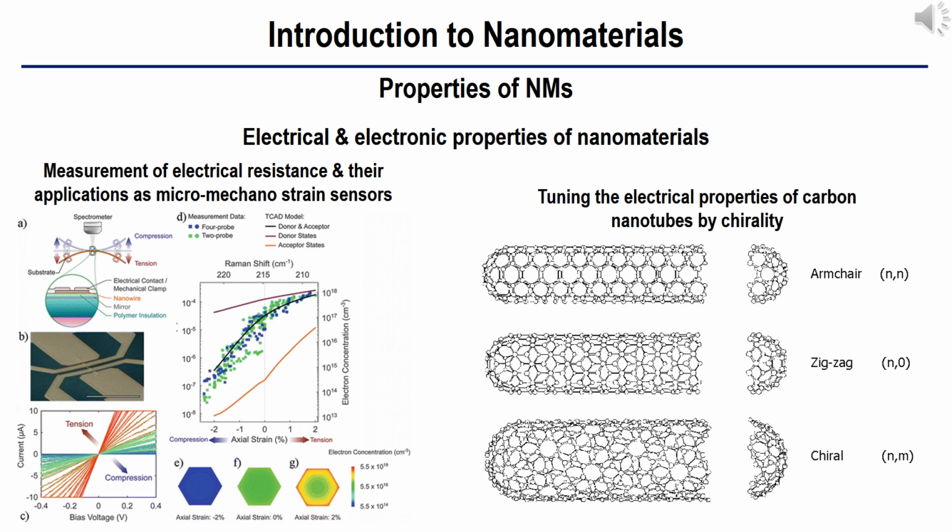However, if the structure is chiral, then the electrical properties can be either semiconducting with a very small band gap, or otherwise the nanotube is a moderate semiconductor.